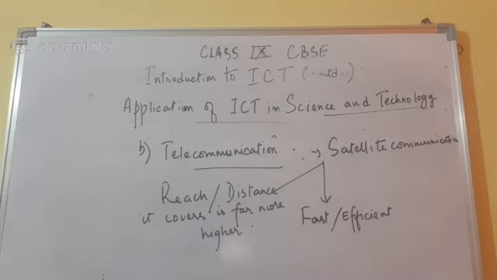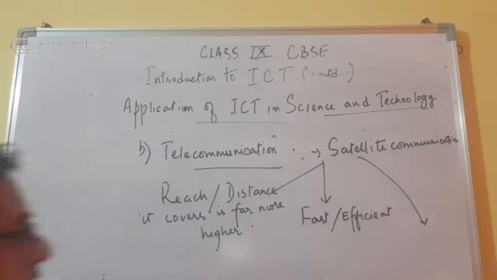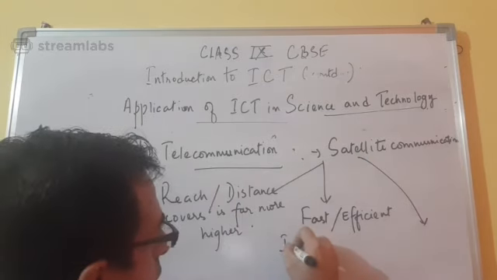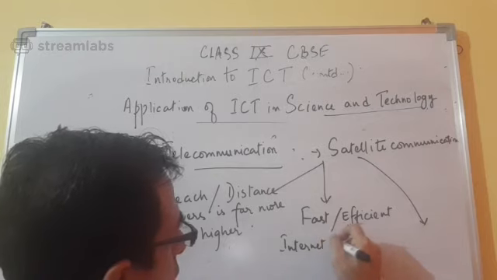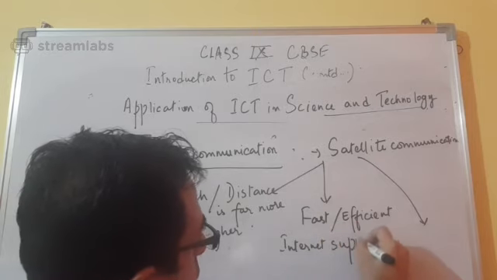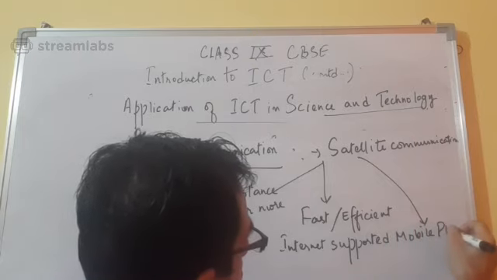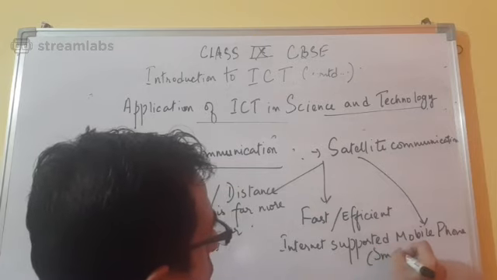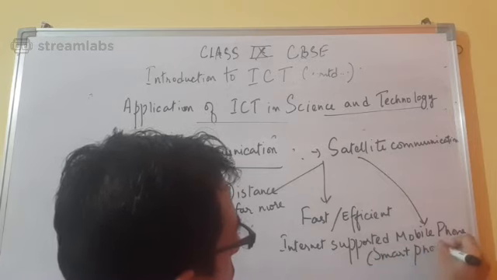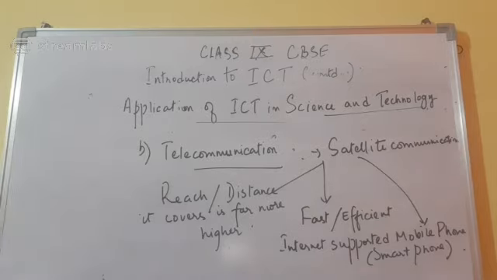all these things, the satellite communication, can be accessed using an internet supported mobile phone, which these days is also called a smartphone. So all these are different factors which allow you to see the effects of ICT in the telecommunication field also.